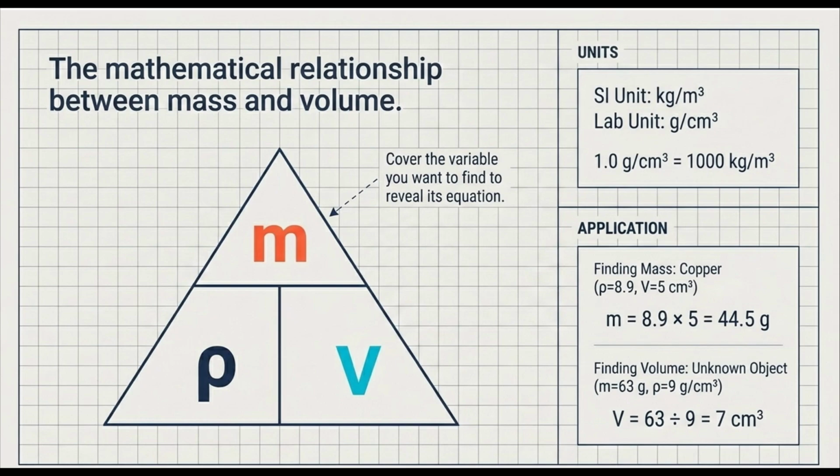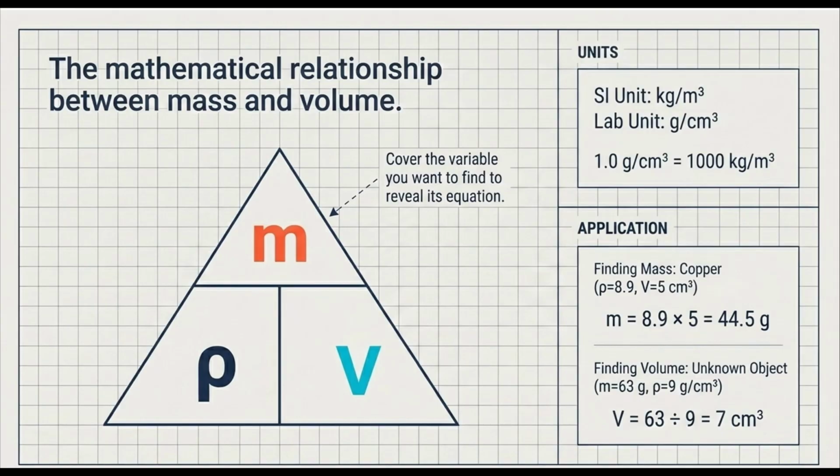So how will you calculate density? Density is calculated using a simple relationship. Density equals mass divided by volume. So the formula is density is equal to mass by volume. The triangle shown here is an easy way to remember the formula.